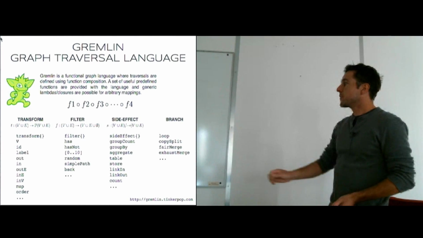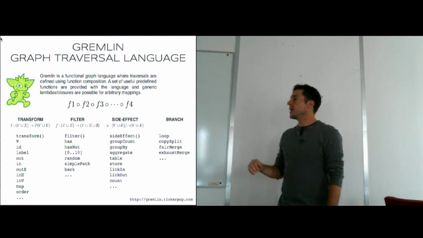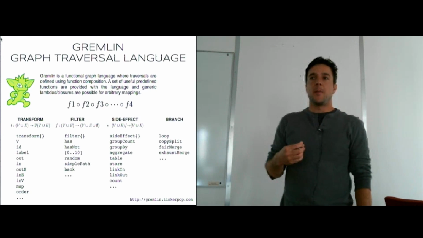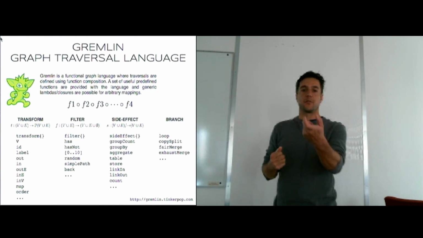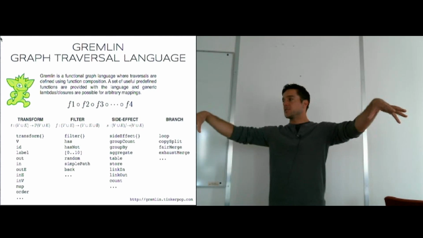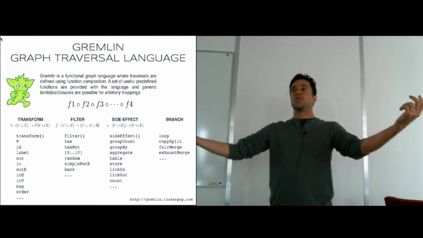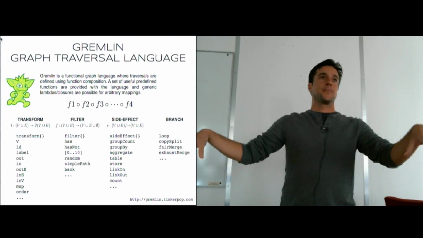A filter takes an object and either yields that object or does not yield that object. For example, a filter is something like has age greater than 30. So if I'm at a vertex, I have a whole bunch of traversers at vertices, and I do a filter of has age greater than 30, those vertices that do not have age greater than 30 just are not admitted.